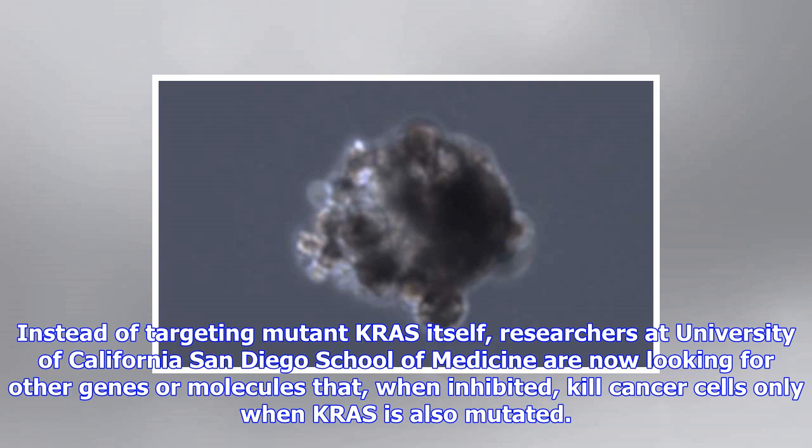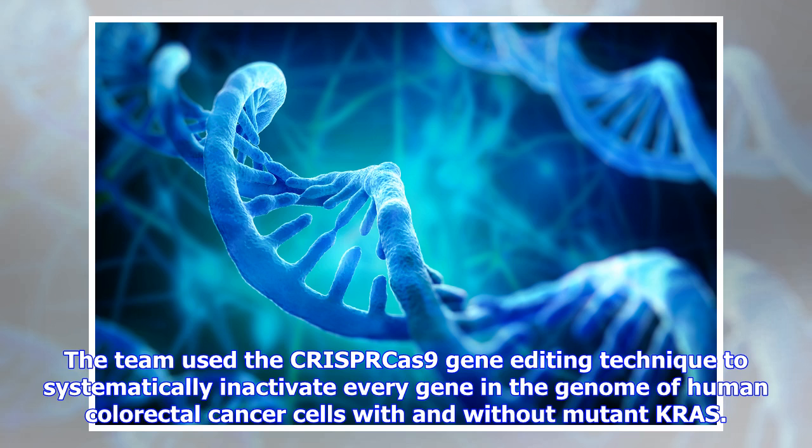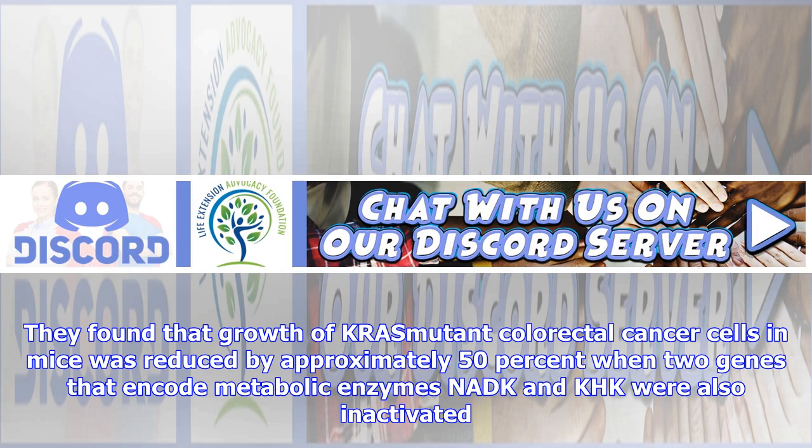The team used the CRISPR-Cas9 gene editing technique to systematically inactivate every gene in the genome of human colorectal cancer cells with and without mutant KRAS. They found that growth of KRAS mutant colorectal cancer cells in mice was reduced by approximately 50% when two genes that encode metabolic enzymes, NADK and KHK, were also inactivated. The study, published September 27 in Cancer Research, provides potential new drug targets for KRAS-driven cancers.